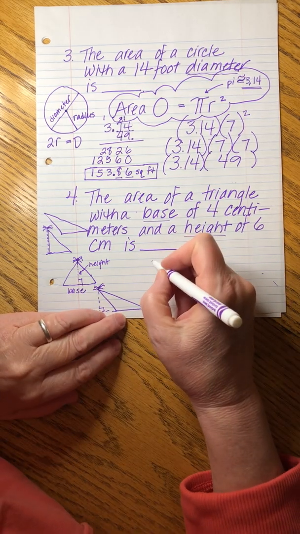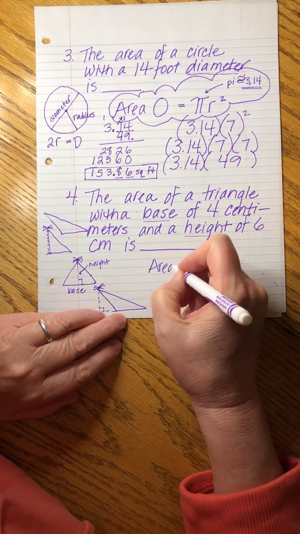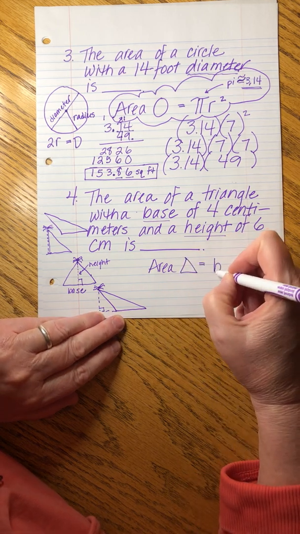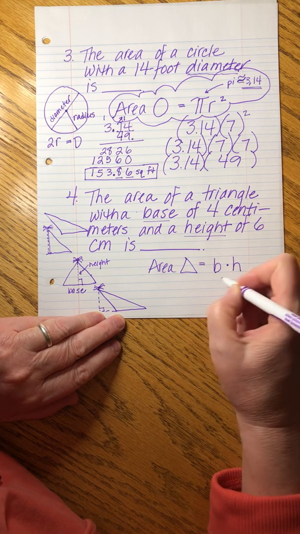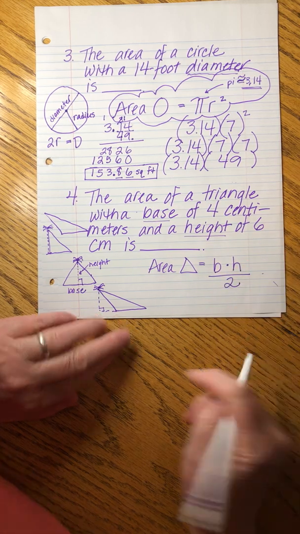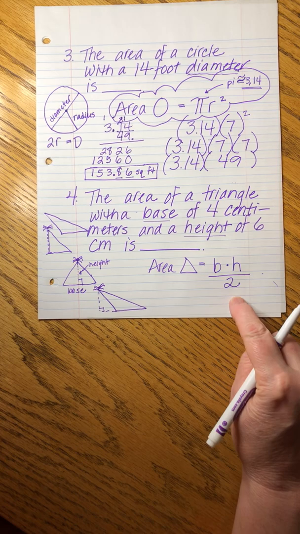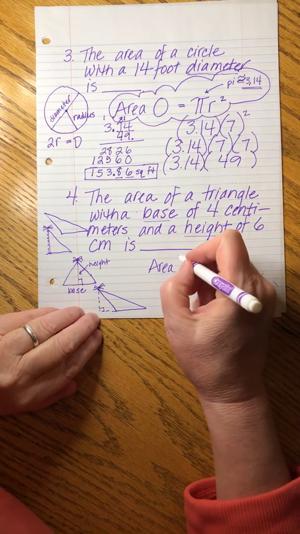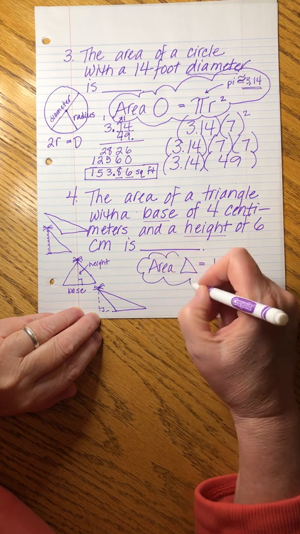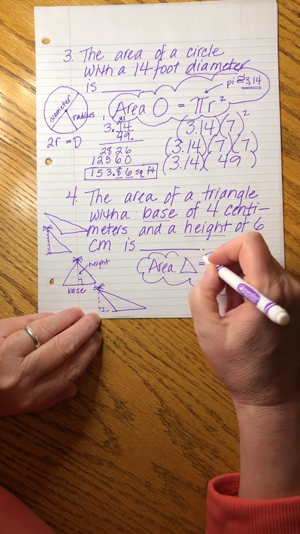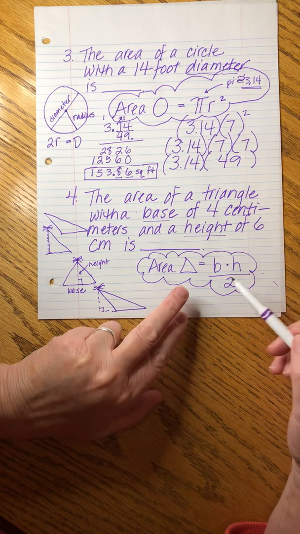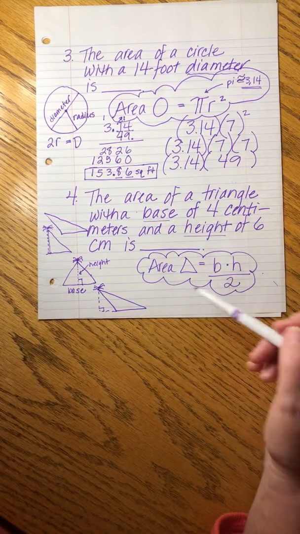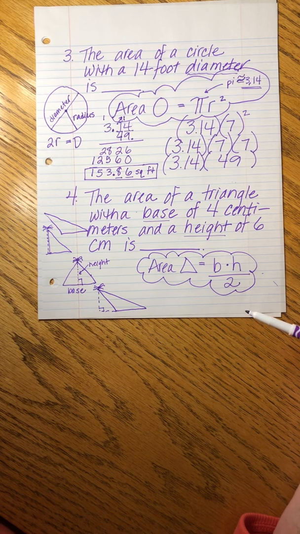Okay, so now we need a formula. The area of a triangle equals base times height divided by 2. Okay, we always divide by 2. So go ahead, use this formula, write it in your book or on your page or whatever it is you're doing. And then if our base is 4 and our height is 6, go ahead and calculate the answer for this problem and then play me again.